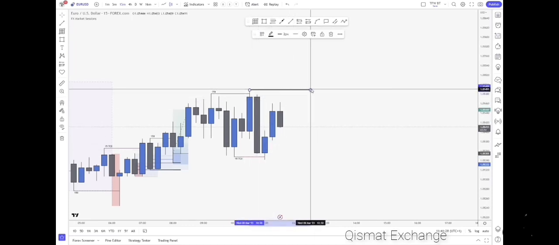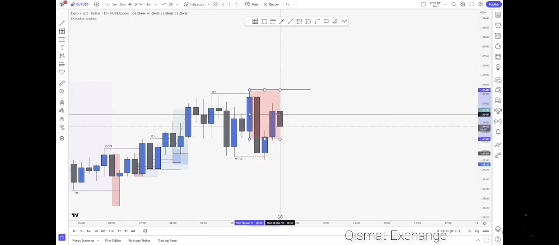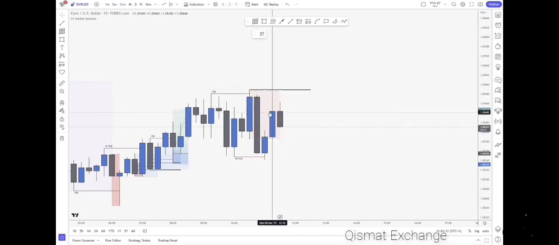What is our major high? It's this one. Where is the supply? It's this one. Is this a valid supply? Yes. It's a nice bullish candle that is engulfed by the next one, and it caused the breakout structure, right?